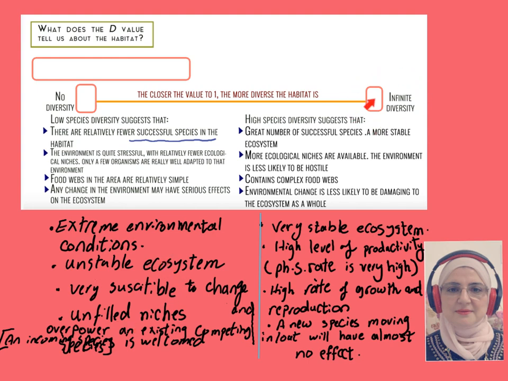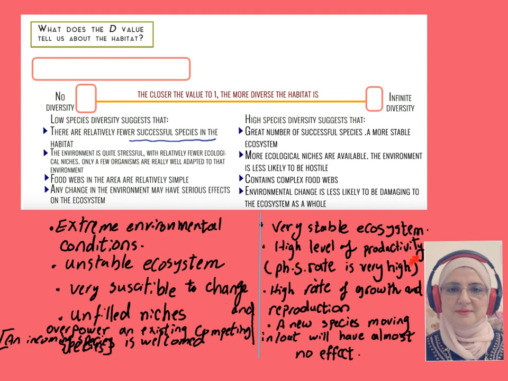While if you have a very high value of diversity, this means that you have very high species diversity, and this means that you have a great number of successful species, meaning that they have a more stable ecosystem, more ecological niches are available, the environment is less likely to be hostile, contains complex food webs, and environmental change is less likely to be damaging to the ecosystem as a whole.